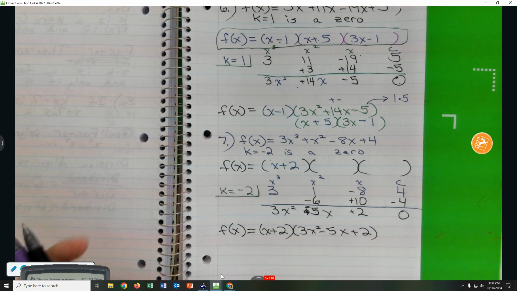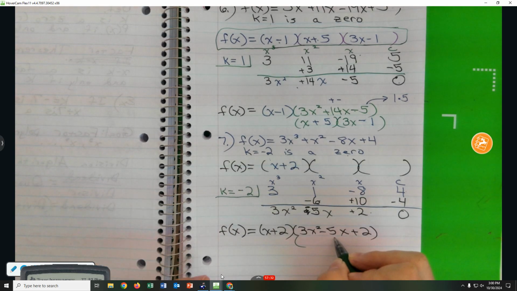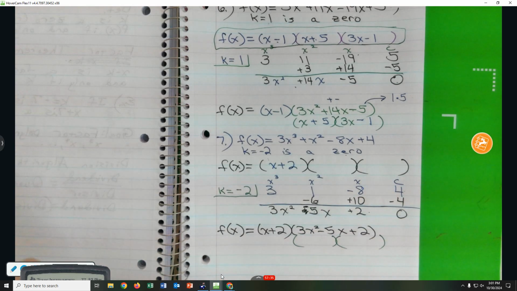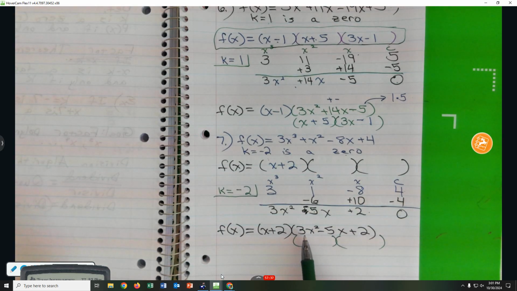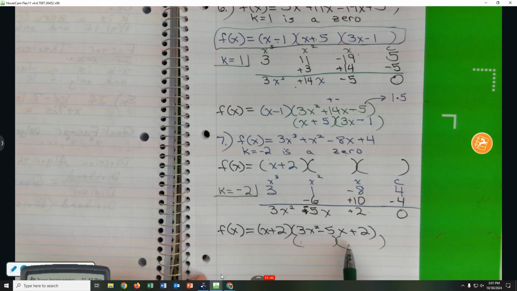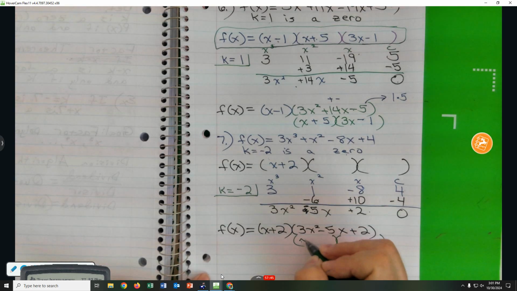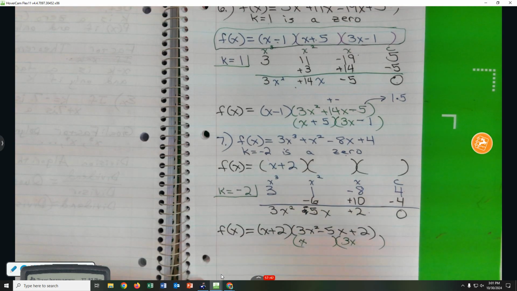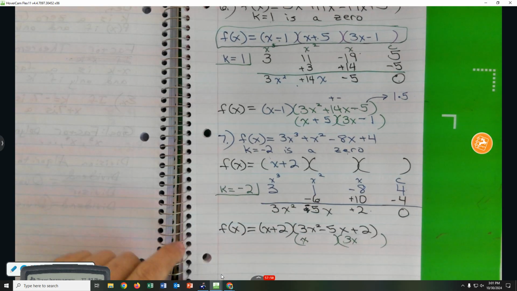Let's try factoring that. 3x squared minus 5x plus 2. It's just a coincidence that the first term is another 3x squared. What times what's going to give us 3x squared? Okay, so 1x times 3x. Hey, we know something nice about the signs. What do we know?